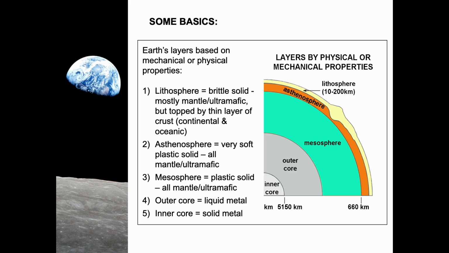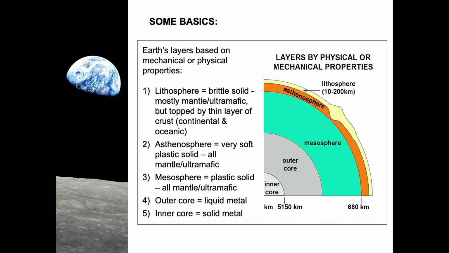Below that, we have the lower part of the mantle called the mesosphere. This is also a plastic solid. It is slightly less plastic than the asthenosphere is, but it is all mantle rock. It's all ultramafic material. Below that, we have the core. The core is actually broken out into two parts, a solid inner core, just a solid ball of metal. Then after that, we have a fairly thick layer of outer core, which is liquid metal.